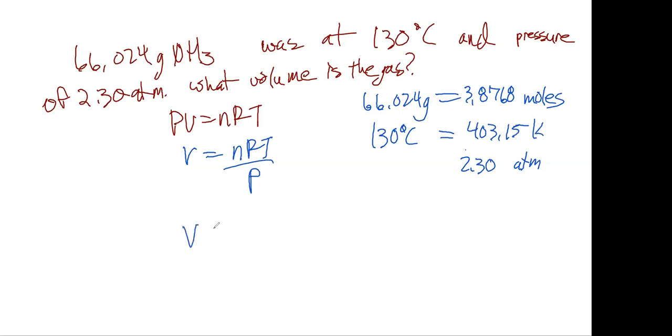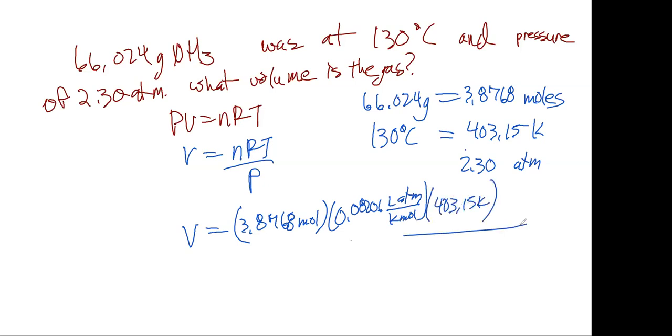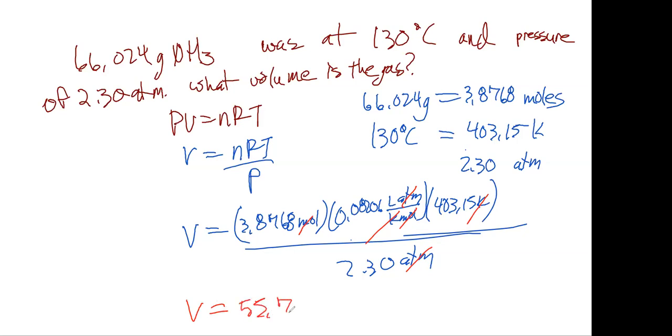And then we can plug that in. So this is our 3.8768 moles times our R, 0.08206 liter atmospheres per K mole, times the temperature, 403.15 Kelvin, all of that over 2.30 atmospheres. And if we look at this, we can see that our moles canceled, our atmospheres canceled, our Ks canceled. So we're just in our liters, which is what we're looking for. So our volume should be 55.76 liters. Do you guys have any questions about that part?